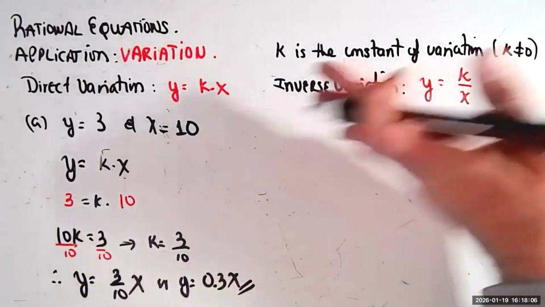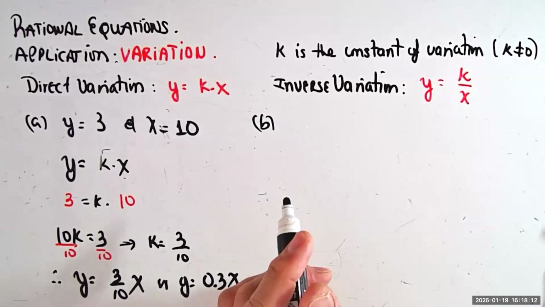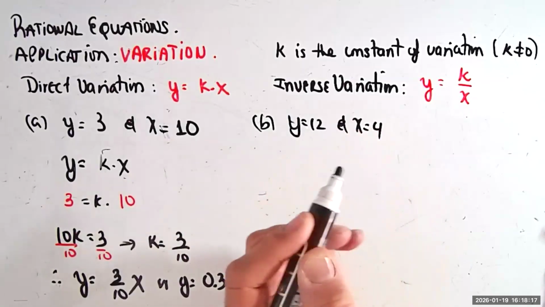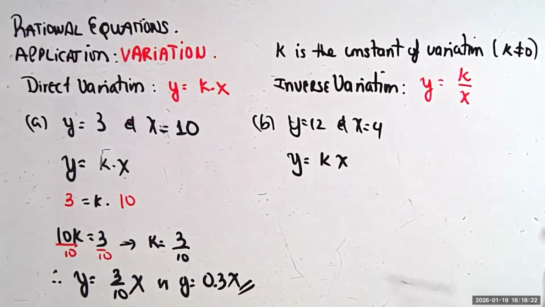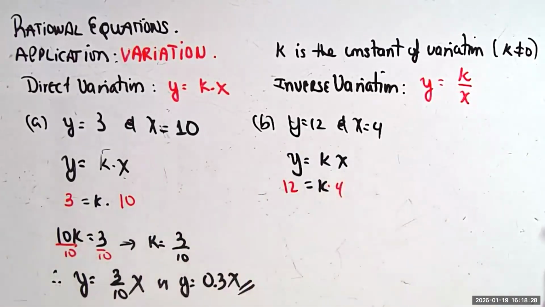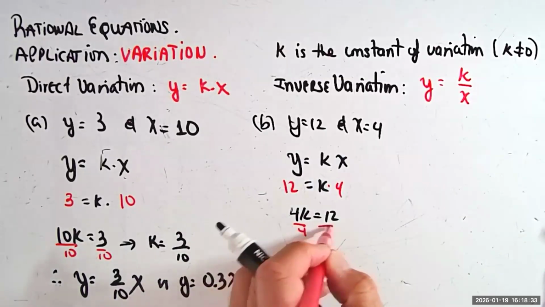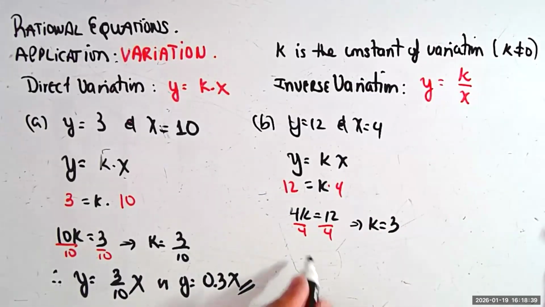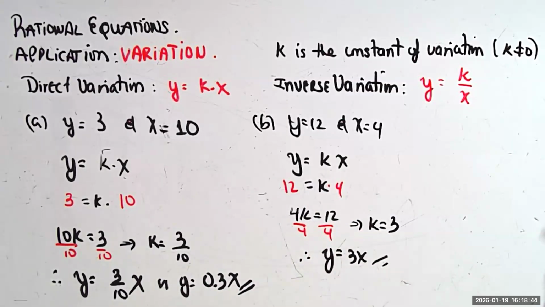What about another example of direct variation, where y equals 12 and x equals 4? The same thing, y equals kx, y equals 12 when x equals 4. In other words, we have 4k equals 12. If I divide by 4, we have that k equals 3. Therefore, the equation is simply y equals 3x, and we are done.